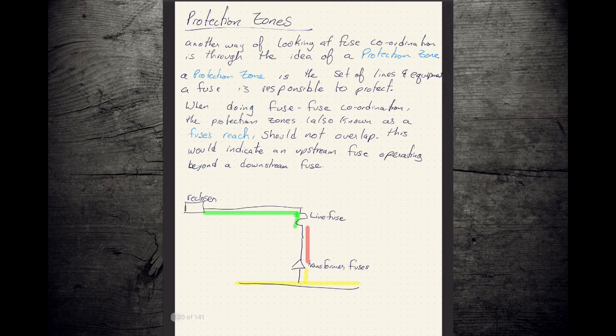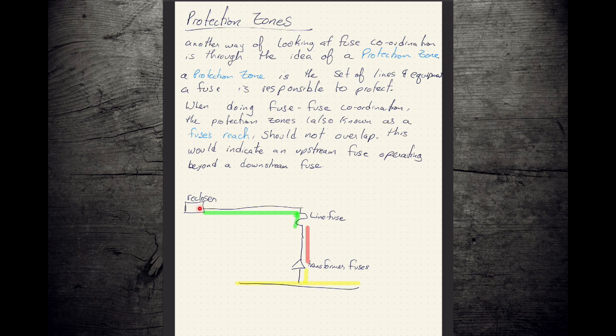And then we get to the transformer. And our transformer fuses, they're responsible for protecting the transformer itself and the entire secondary network that that transformer is attached to. So if we had a fault on this transformer secondary, we wouldn't want to take out the entire subdivision because our line fuse operated, and we certainly wouldn't want to take out the whole circuit, including our critical customer, because we operated our protection back at the station. So this is the idea of protection zones.